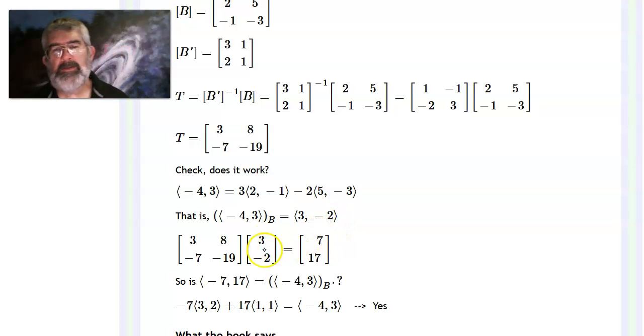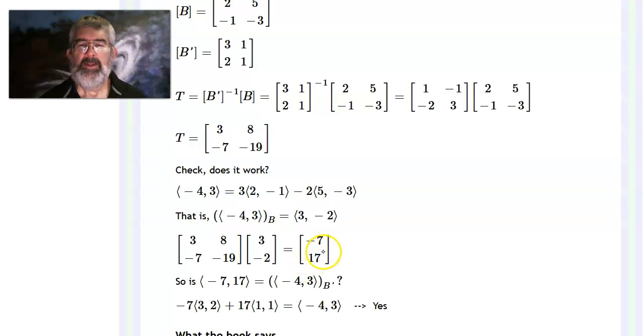Right? Now, if I take 3, negative 2, and multiply it by this matrix that I just calculated up here, I get 9 minus 16, which is negative 7, and minus 21 plus 38, which is 17. This was supposed to be the coordinates of negative 4, 3 with respect to B prime. So let's check. If I take negative 7 times the first thing in B prime, plus 17 times the second thing in B prime, do I get negative 4, 3?